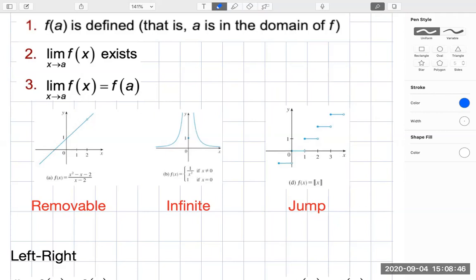The removable discontinuous point is, as you can see, at the point when x is equal to 2. We can remove this discontinuity by defining the value of f of 2 to be this value right here. Or infinite discontinuity, as you can see in the second figure, or jump discontinuity in the third one.